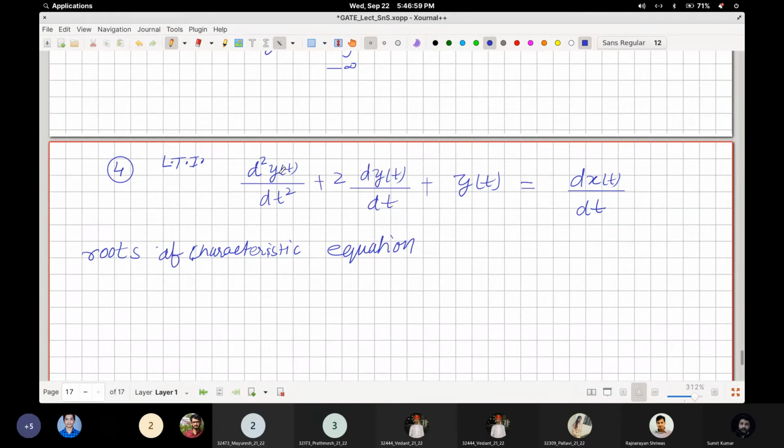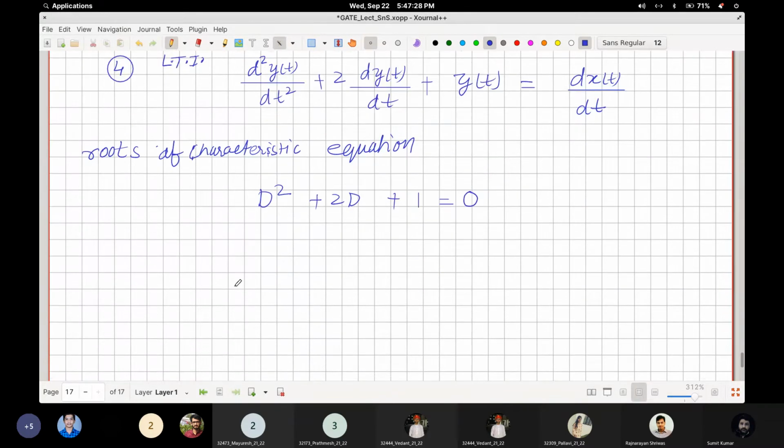What is the characteristic equation? Write dy(t)/dt as D squared, write this term as 2D, and this one becomes 1. Is that clear? Whatever the operator is, you have to write it. The operator is D squared, so write D squared, here 2 times D, and here directly 1, and that equal to 0 is going to be your characteristic equation. And all the roots of this equation must be negative for the system to be BIBO stable.